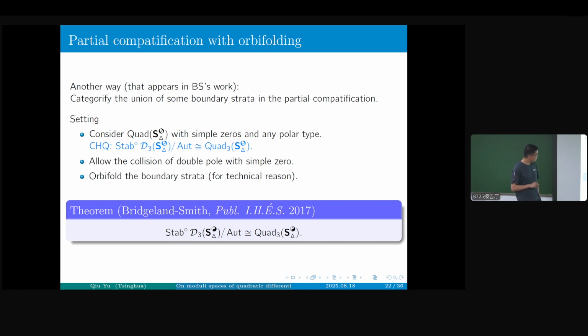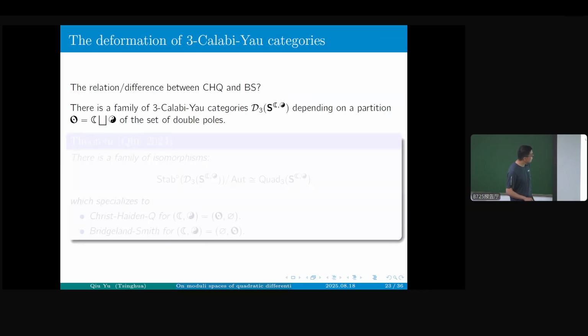So in my work with Fabian and Merlin, we can categorify this single stratum directly. So a natural question is: what is the relation between these two? I mean, from the moduli space side, we know it is a partial compactification with orbifolding. And in my new arXiv paper, what we do is that I want to tell you that the relation is given by a family of 3-Calabi–Yau categories. So the partial compactification is given by a deformation of the 3-Calabi–Yau category.